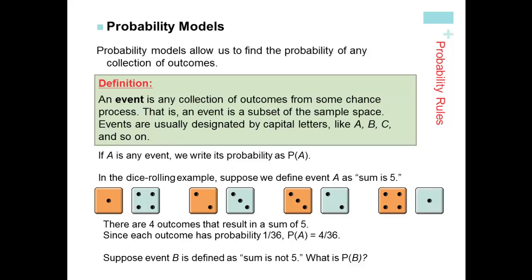Suppose event B is defined as the sum is not a 5. What would be the probability of B? Well, there are 2 ways to calculate this. One is you could just count up how many outcomes would not be a 5 and then put that number over 36. Or since we already know that the sum of 5 is 4 out of 36, we could subtract 4 over 36 from 1, leaving us with 32 out of 36. This will be one of our rules. It will actually be our complement rule.